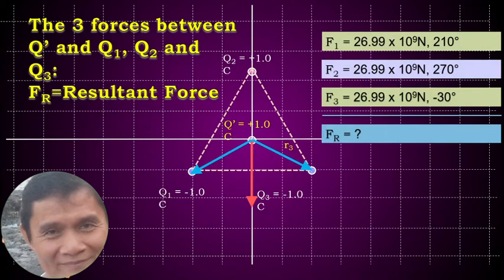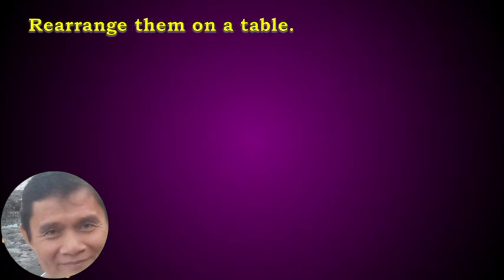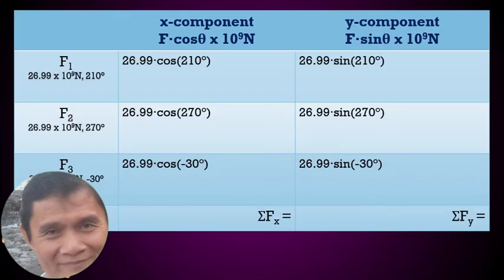what we're going to do is just erase everything and place them on a table. Now, F1 is 27 times 10 to the 9, 210 degrees. F2, 27 times 10 to the 9, 270 degrees. And F3, 27 times 10 to the 9, negative 30 degrees. Lay them down on this side of the table along with the sum of that.